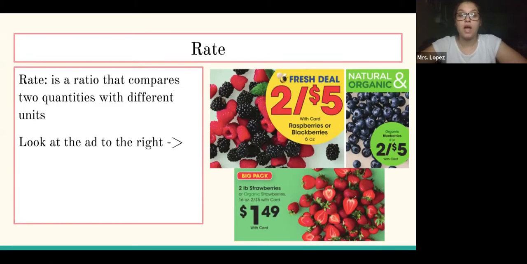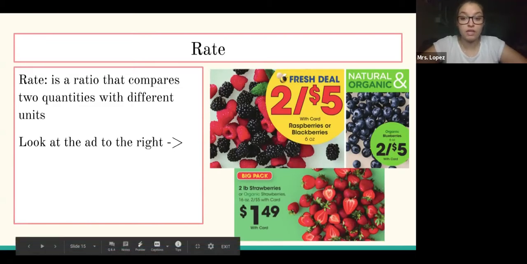So a rate is a special kind of ratio that has different quantities, with an expression or term of ounces or pounds or whatever you're going to use, but it's for that certain type of quantity. Again, with the corn, both expressions mean that you're going to pay 69 cents for every 12 ounces of corn. So in this ad, you're going to pay $2.50 for every 6 ounces of berries, blackberries, raspberries or blueberries, whatever you may see at the store.